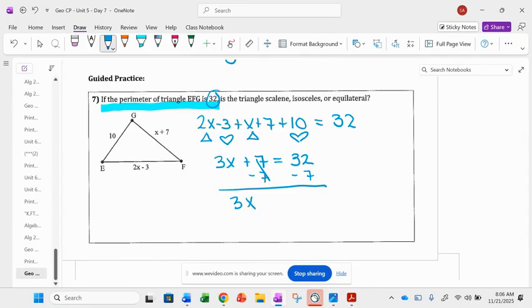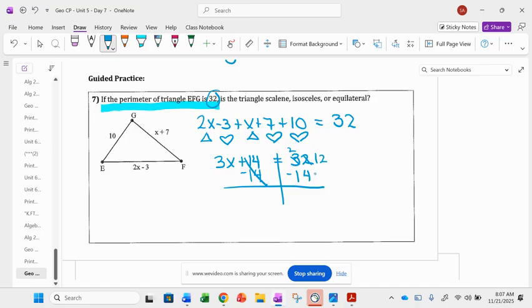Oops, what did I do? There was another 7 I forgot. Sorry, guys. Backtrack. Negative 3 plus 10 is 7, plus another 7 is 14. There we go. Right? Negative 3 plus 7 is 4. 4 plus 10 is 14. So now I'm going to subtract 14 on both sides.